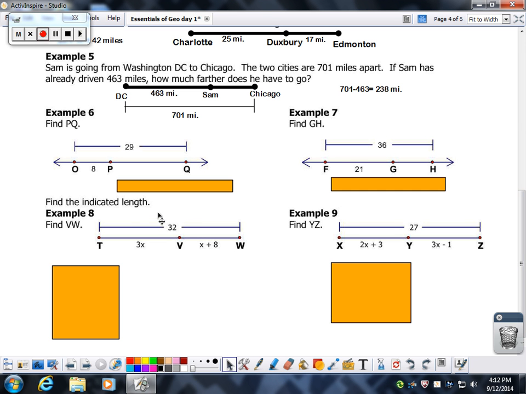Example 6 wants us to find PQ. So we're going to use the same thing we just talked about in example 5 for examples 6 and 7. So from O to Q is 29, and from O to P is 8. So in order to find this missing length of PQ, we subtract 29 minus 8, and we get 21. Same thing for example 7. FH is 36, FG is 21, so in order to find GH, the missing part, we take 36, subtract 21, and we end up with 15.